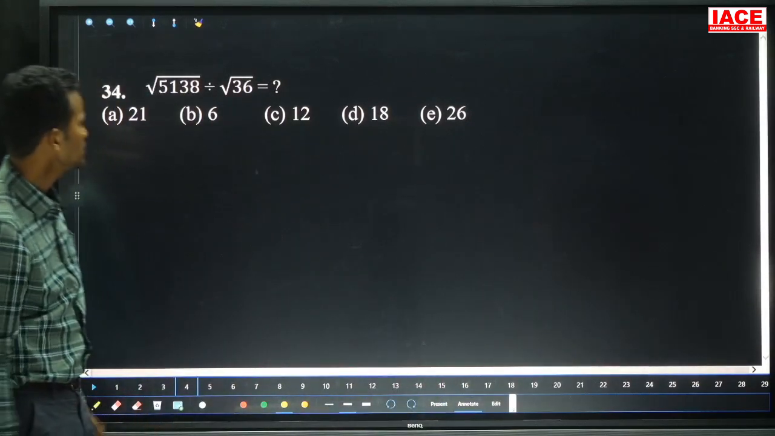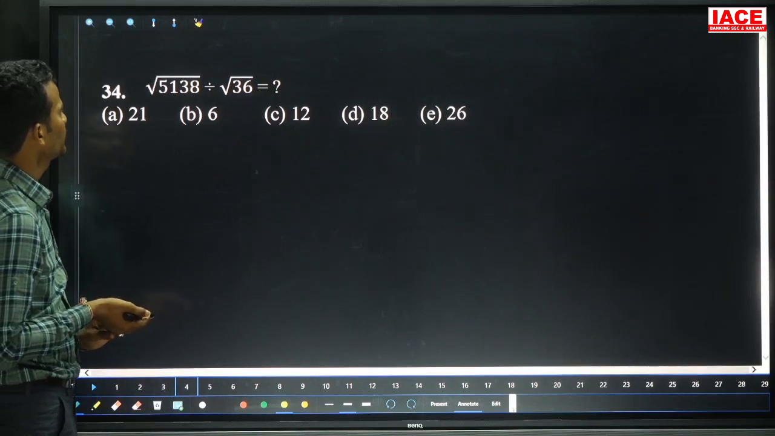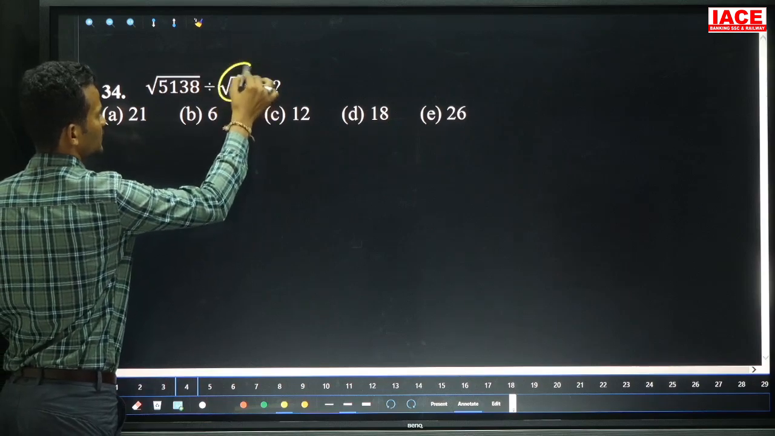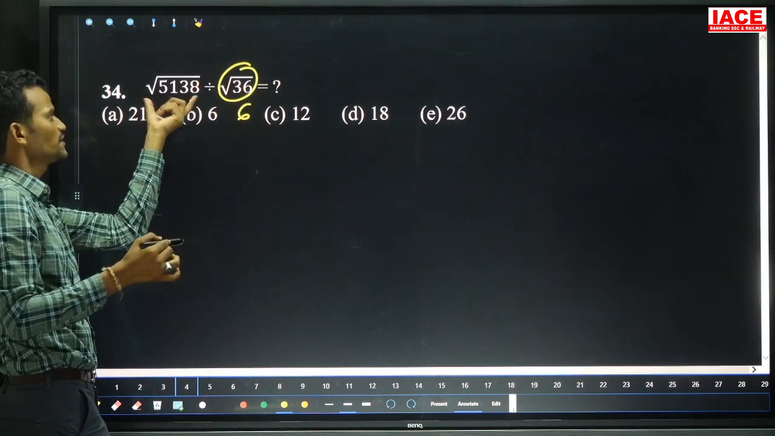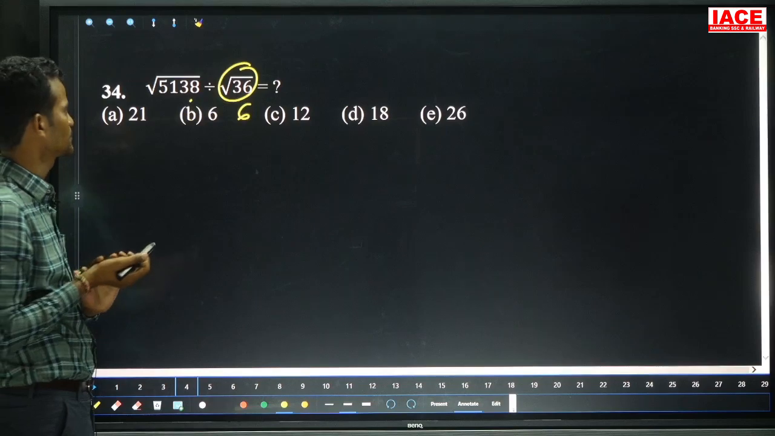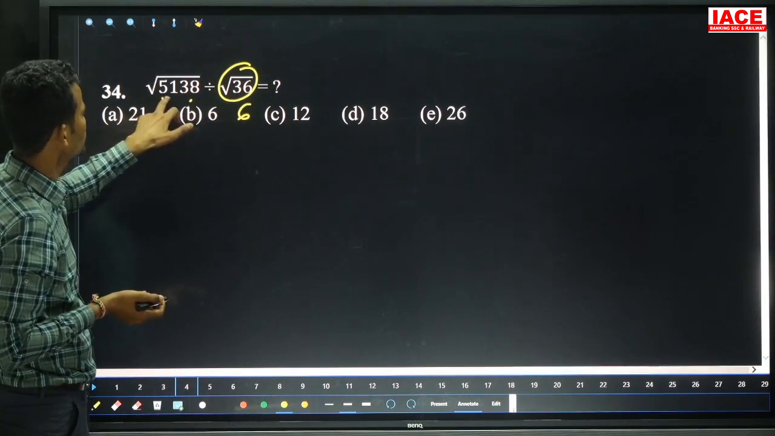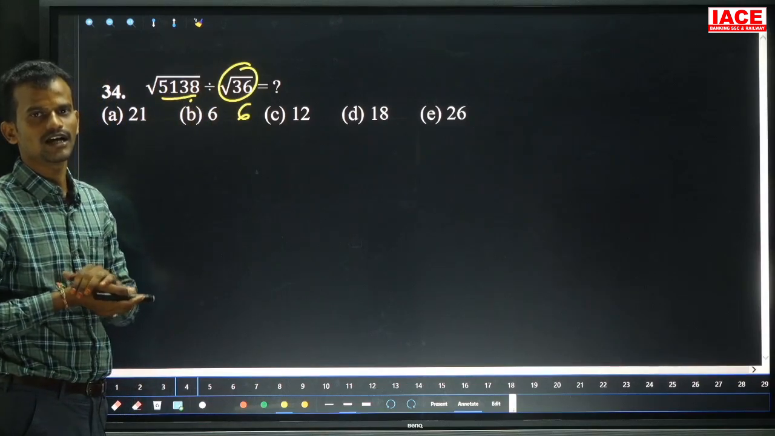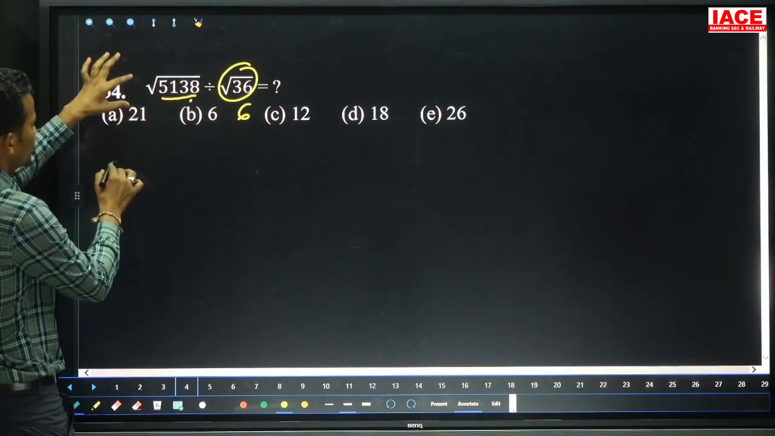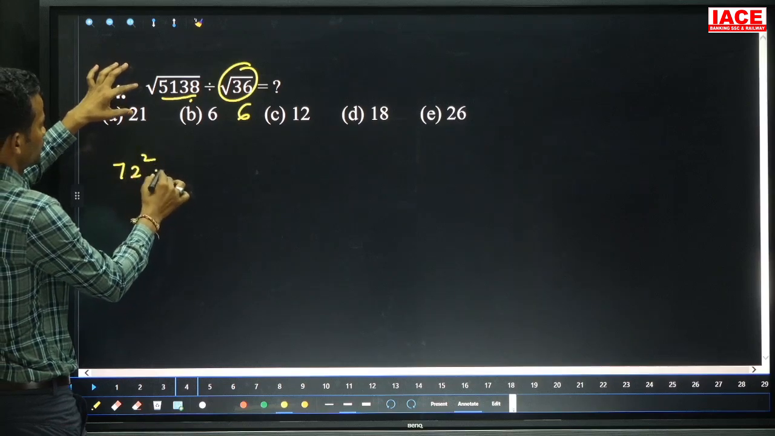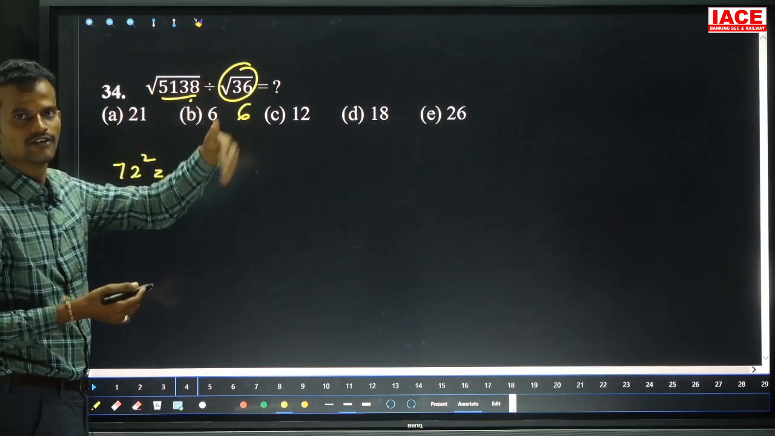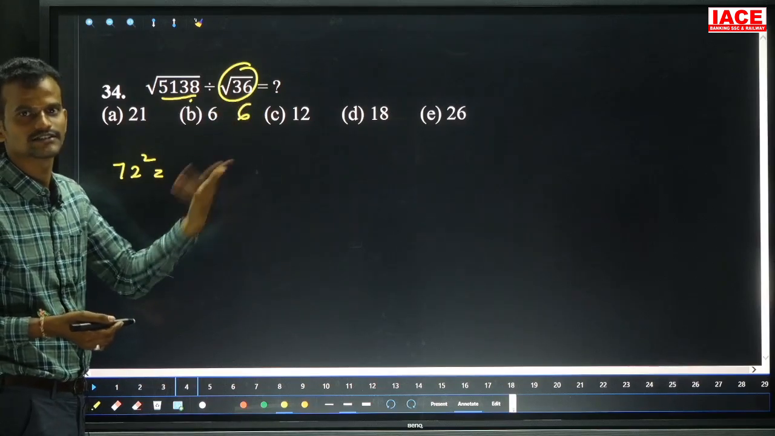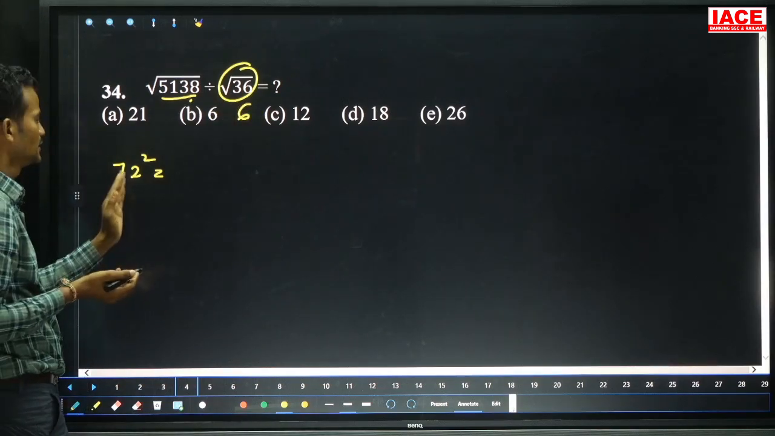What is the next question, sir? Square root of 5138 divided by square root of 36. What is the square root of 36, sir? 6. That means the number should be divisible by 6 approximately. So this is not an exact value. So better to take a number divisible by 6 and square it. Listen, sir. What is the square value of 72? Because 50, 52, 54 are divisible by 6: 54, 60, 66, 72. 72 square value, how much, sir?